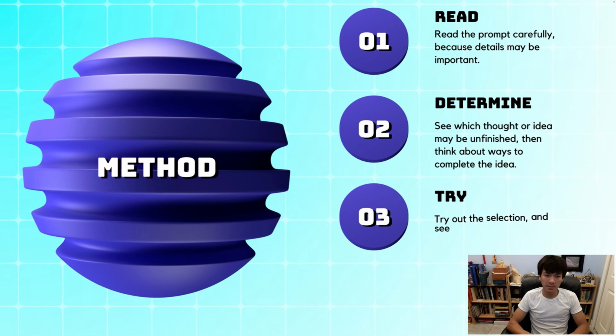To be able to most efficiently answer these questions, you're going to need to read the prompt carefully, because sometimes individual details within the prompt are going to be important to answering the question logically. You're going to have to determine which idea is unfinished so you can put in something that would finish that idea. And of course, once you've decided on something, you should try out your selection and see if it makes sense. I have a few examples here, so let's just try them out.